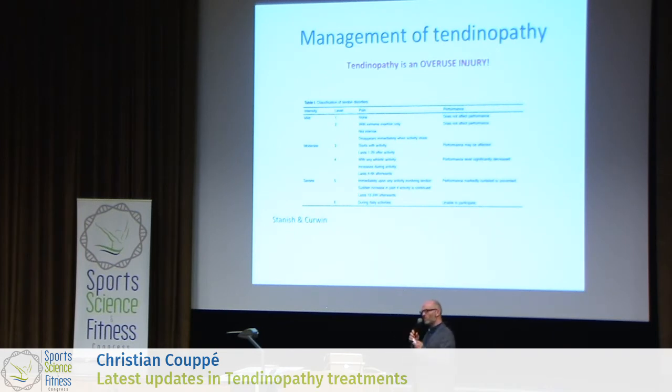But when you continue your activity, as I showed you with the figure before, you are perhaps on the decline because you are doing wrong in your training. You have the training error, and then you are going down this continuum that I would say Stanish and Curwin described. You have a mild condition where performance is not affected. Then you have a moderate problem. It starts with activity and lasts for 2 hours and more, and performance gets slightly affected. But when you really have a severe problem, then you really are stuck.